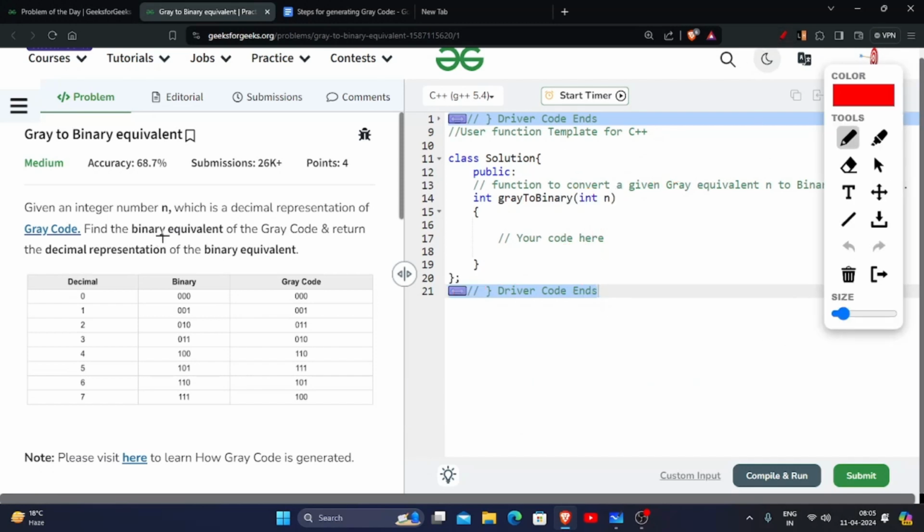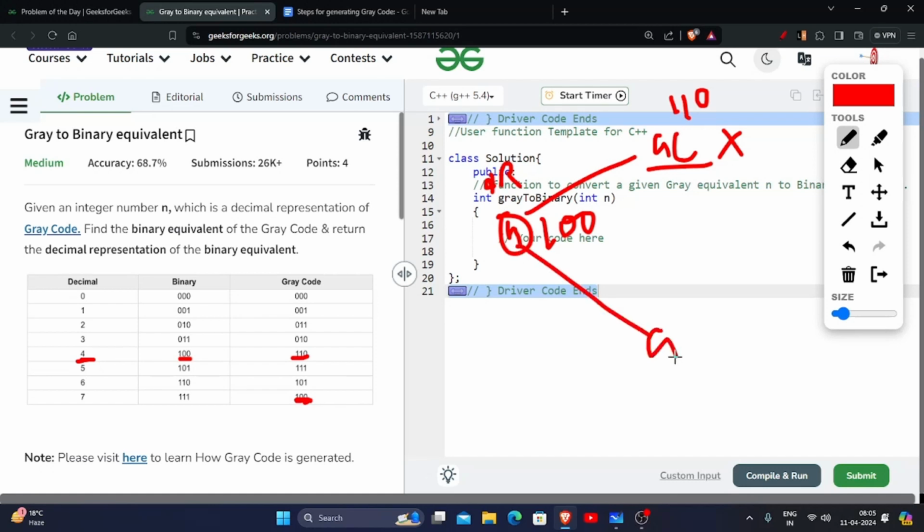Eventually, what they say is that we are given a number n, which is actually the decimal representation of some gray code. This is unknown to us. In the example, they gave us 4, which is the decimal representation of some gray code. Like 110, initially they gave us 110 and then they got 100, and since we have the decimal representation, we got 4. Now they say this 4 is actually the gray code of some other number.